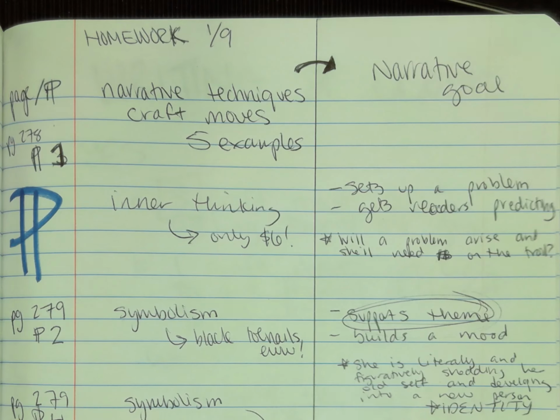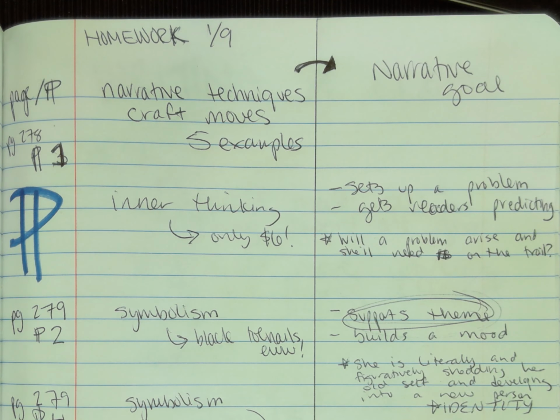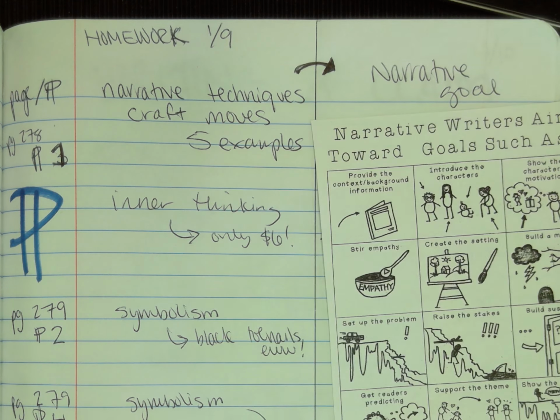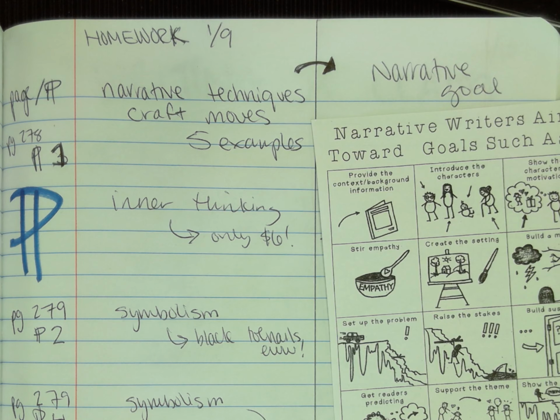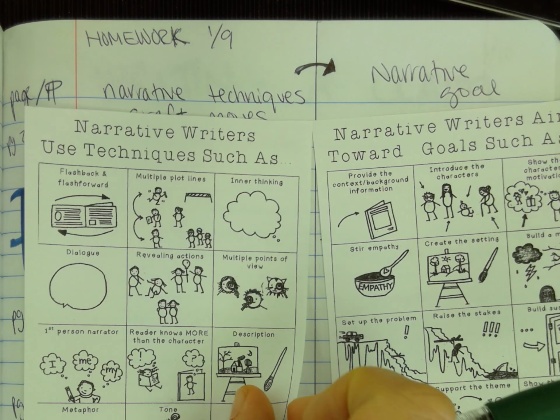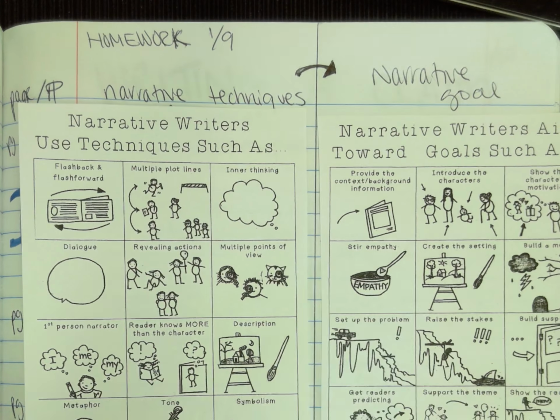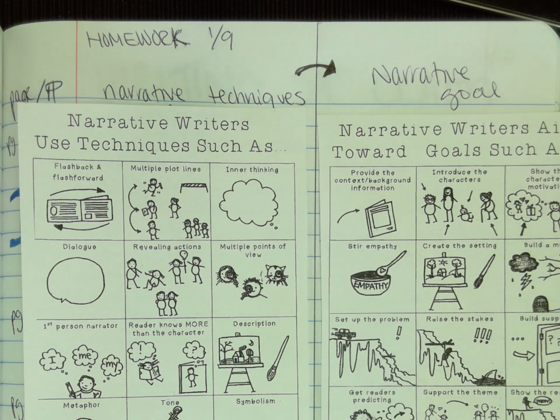Let's see. So this is the work that you did last night for homework. You added in the third column where you started to think about what were the goals. What were the goals of the author's craft moves? And now I'm going to show you how these sort of fit together when you make a claim.